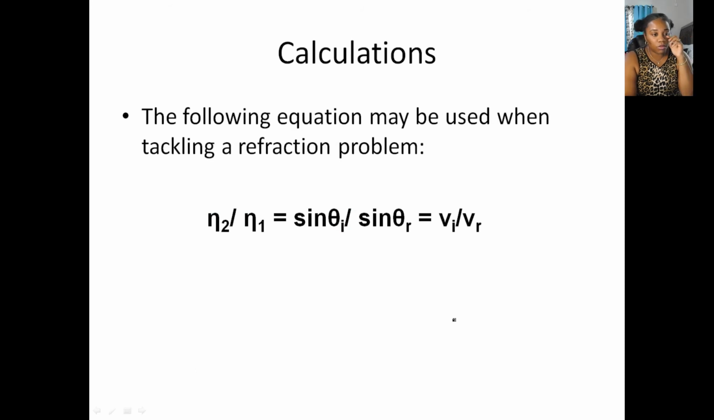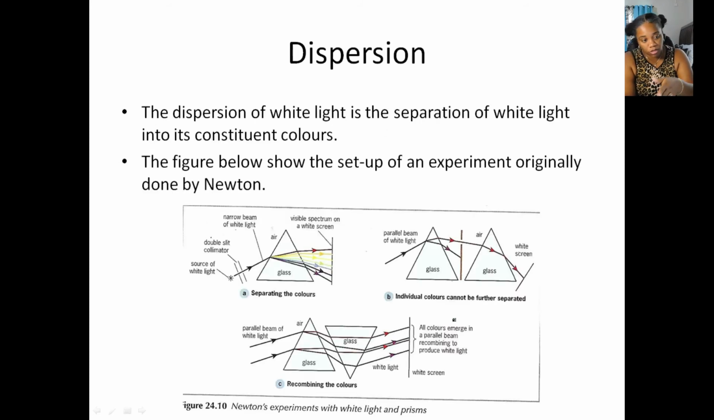The following equation may be used when tackling a refraction problem, which is the same one we were looking at earlier, right? So all of them are interrelated.